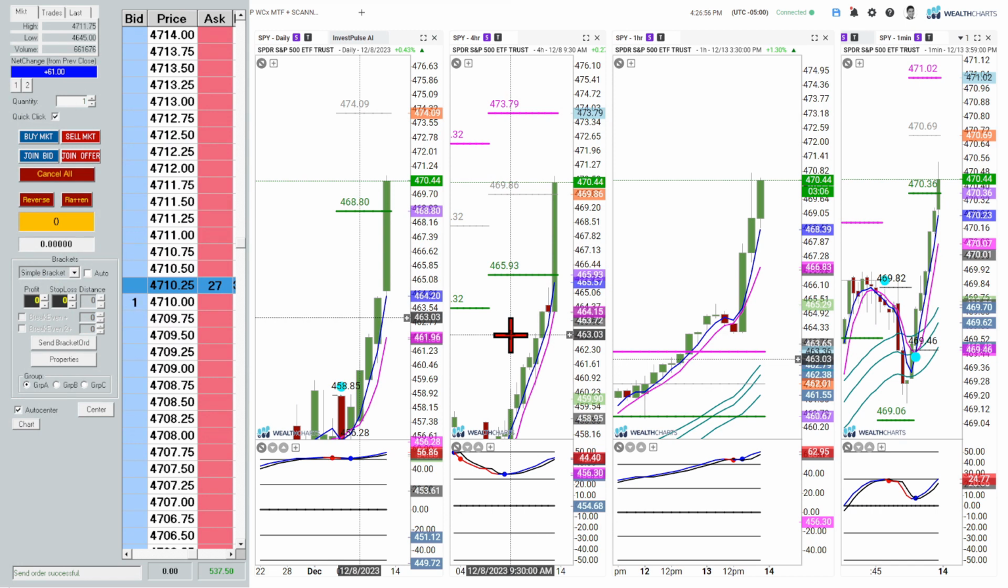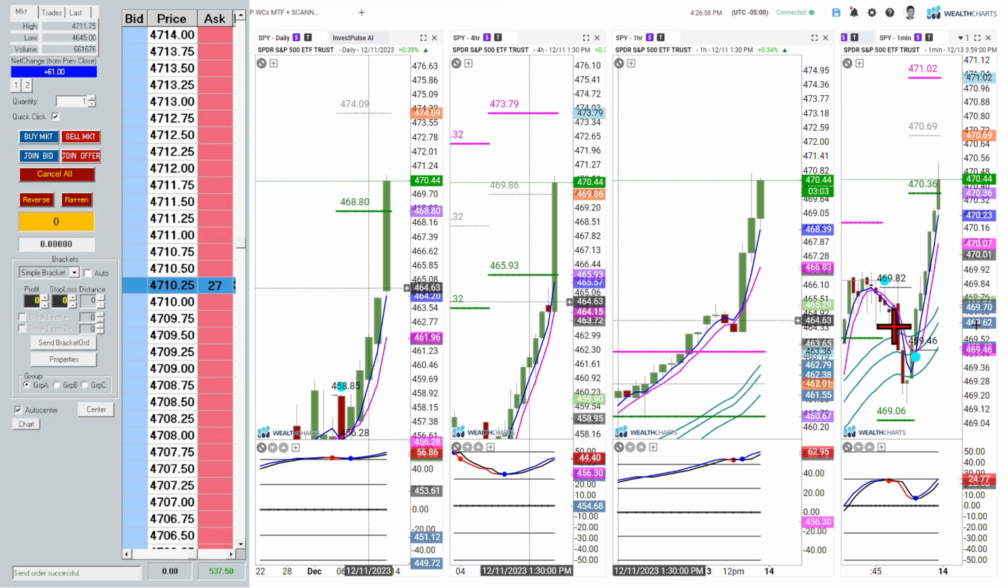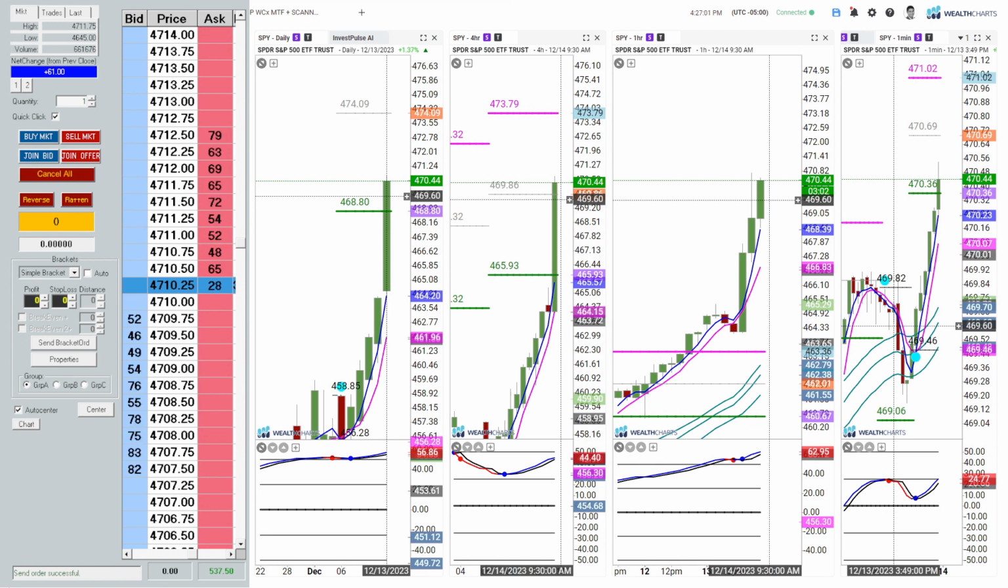However, let's talk about the size of that move to really quantify and qualify this. I think that we can see something between $471 to $473, followed by a pullback, and then another attempt at up.